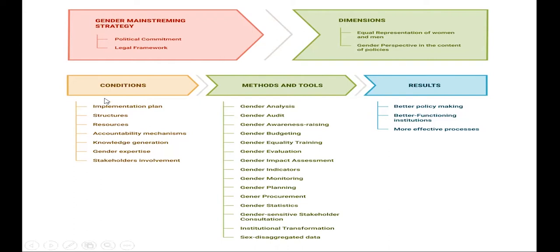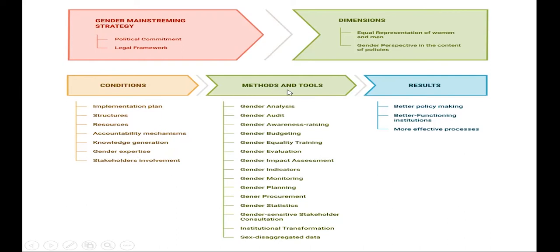The appropriate conditions will require a clear implementation plan, adequate structures, enough resources, accountability mechanisms, knowledge generation, gender expertise, as well as stakeholders' involvement in the production of policies, programs, and projects.